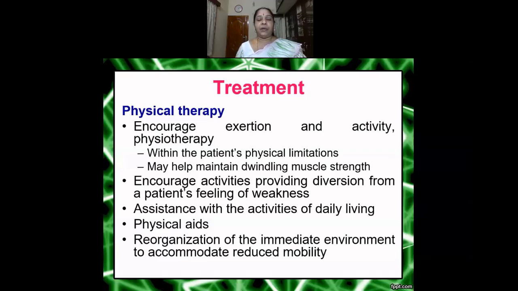It may help to maintain the dwindling muscle strength, because the muscles become stronger only when there is activity. When the patient does not do activity, the muscles become weak. Encourage activities providing diversion from the patient's feeling of weakness and assistance with the activities of daily living. So they can be encouraged to do their own work, like dressing up, brushing their teeth, eating by themselves, and physical aids. Reorganization of the immediate environment to accommodate reduced mobility. So whatever space they have, whatever limitations they have, that could be rearranged to encourage them to be physically active.